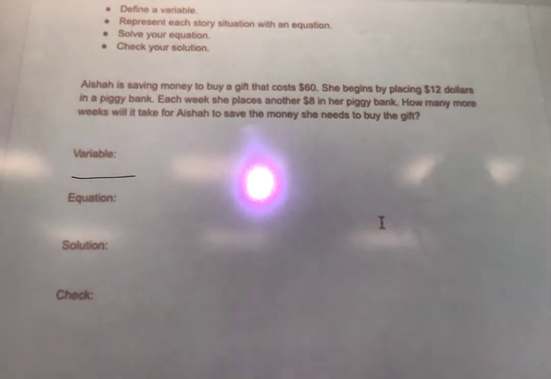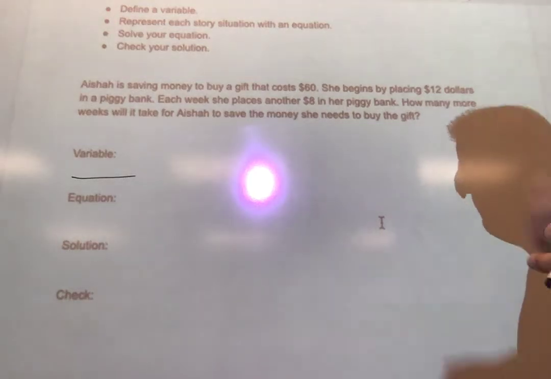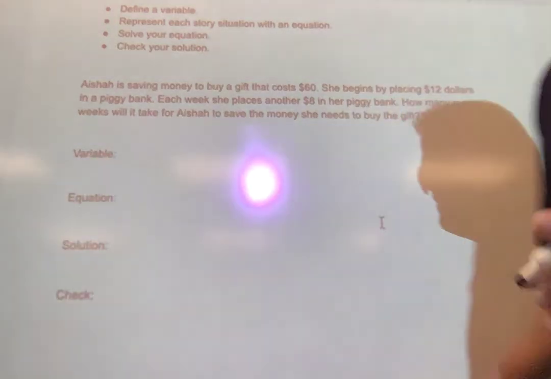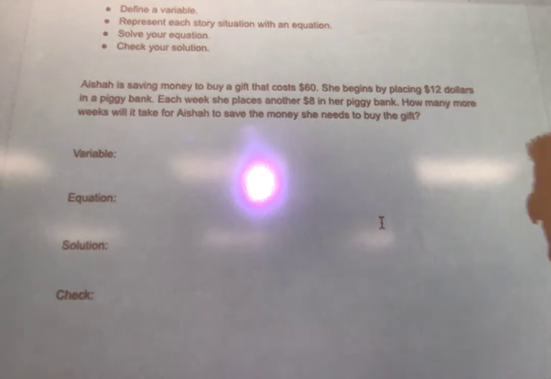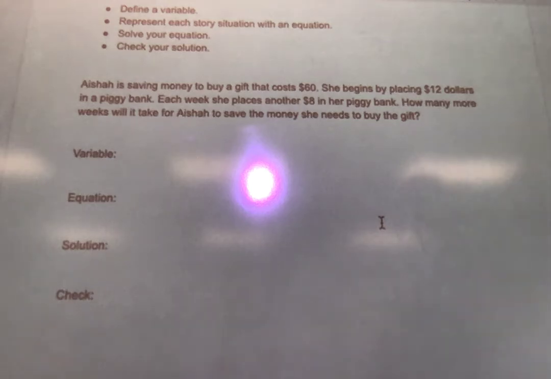So same situation here. We're going to go ahead and look at another problem and try and get it into an equation. So in this case, Aisha is saving money to buy a gift that costs $60, and she begins by placing $12 in a piggy bank. Each week she's going to place another $8 in her piggy bank. So how many more weeks will it take her to save the money she needs to buy the gift?